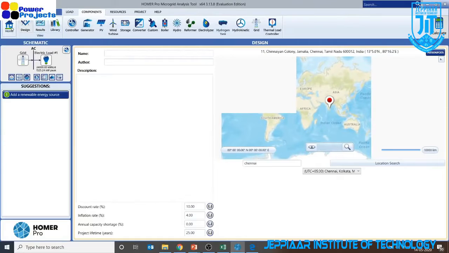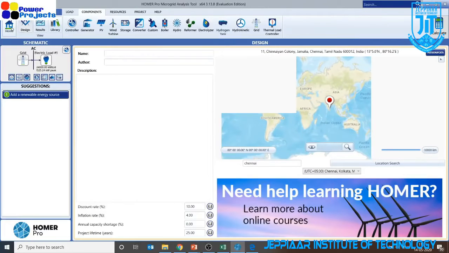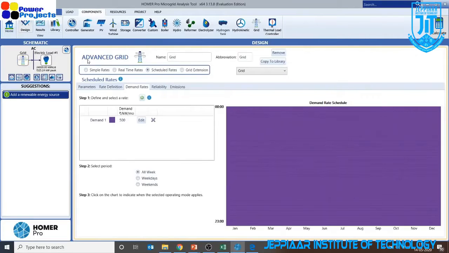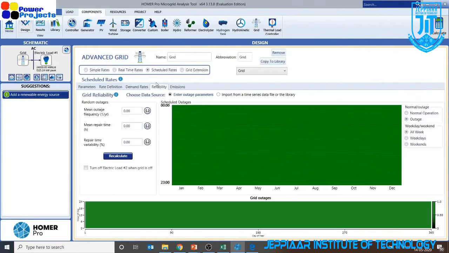With that we will add one more thing. In this case we have assumed the grid is 100% reliable. That means 365 days 24 hours the grid is available without any power interruption. But that's not the scenario. The grid will always have outages. That outage can be modeled in terms of reliability. So assume, for example, that the grid has about 50 outages per year, the mean time to repair is 1 hour, and the repair time variability is about 20%.